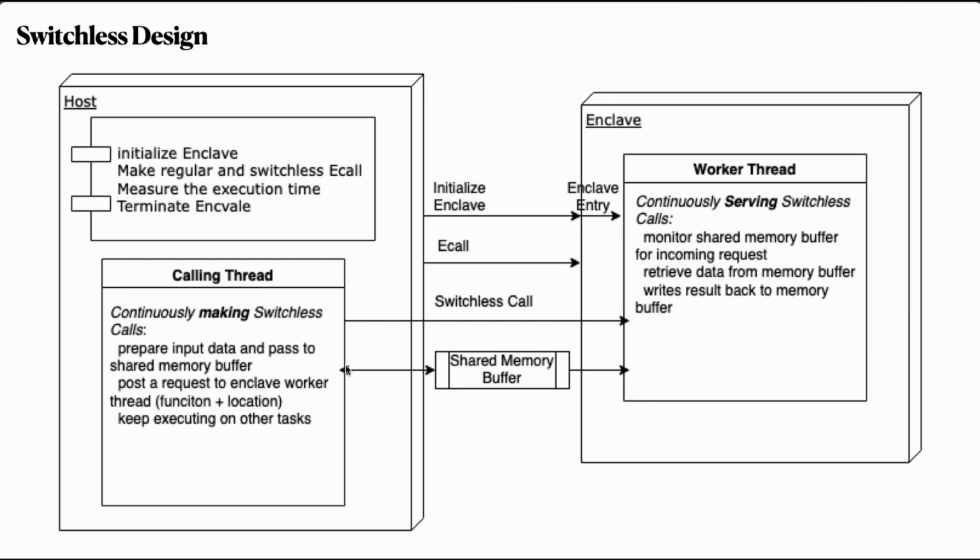And here is how we're going to deal with synchronization and communication. We use a shared memory buffer. This memory buffer acts as a communication channel between the calling and the worker threads, allowing them to pass data and function requests. To ensure proper synchronization and prevent data races, the shared memory buffer is implemented using synchronization primitives with atomic operations.